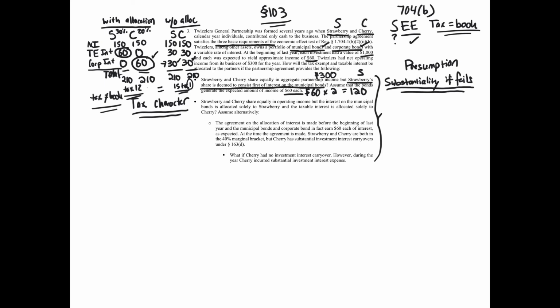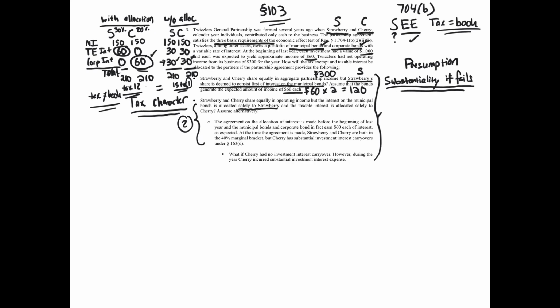So then we move on, and this one's going to be number 2. So we just dealt with number 1. Number 2, Strawberry and Cherry share equally in operating income, but the interest on municipal bonds is allocated solely to Strawberry, and the taxable interest is allocated solely to Cherry. Assume alternatively, the agreement on the allocation of interest is made before the beginning of the last year, and the municipal bonds and corporate bonds, in fact, earn $60 each of interest as expected. At the time the agreement is made, Strawberry and Cherry are both in the 40% marginal bracket, but Cherry has substantial investment interest carryovers under Section 163(d).